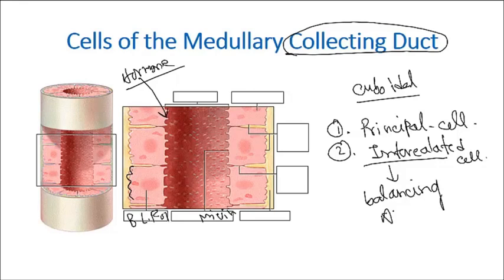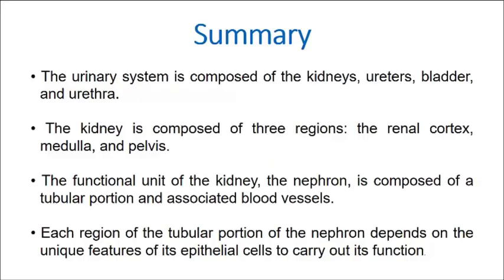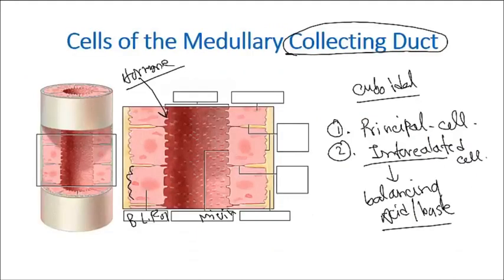The key feature of this intercalated cell is their secretion of hydrogen ions and balancing the acid-base condition of our body. Okay. And these are the structures that we saw mostly.